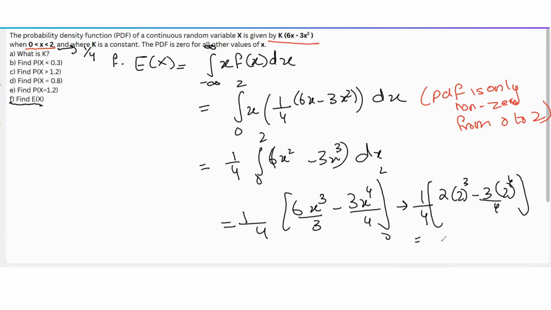Once you plug in the limits, you can just solve this to find the expected value of x, which turns out to be 16 minus 3 times 2 to the power 4 divided by 4, all divided by 4. This just turns out to be 1. So this is the expected value of this continuous random variable x.